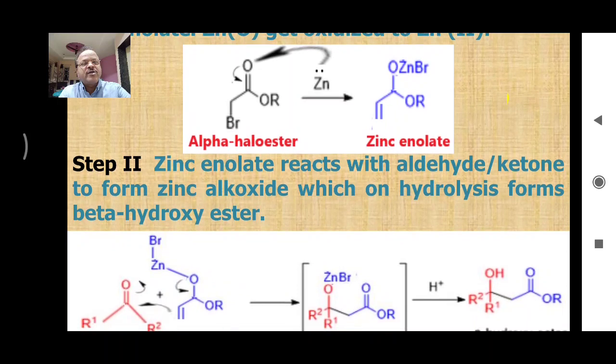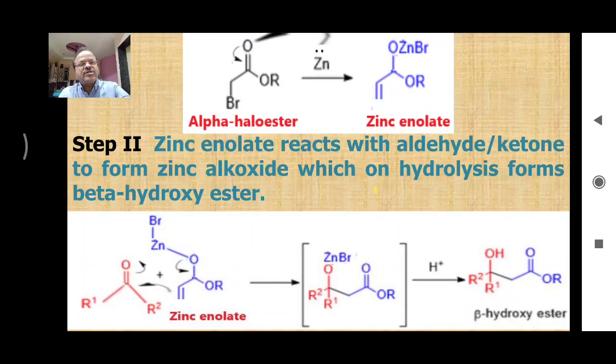In step number 2, zinc enolate reacts with aldehyde or ketone. Here we are using ketone as a carbonyl compound to form zinc alkoxide, which on hydrolysis forms beta hydroxy ester. So zinc enolate reacts with carbonyl compound and forms a zinc alkoxide, which undergoes hydrolysis to form beta hydroxy ester. So this is shown here.